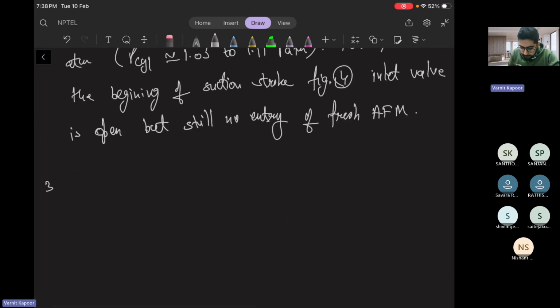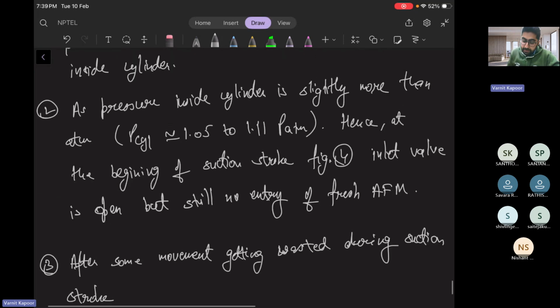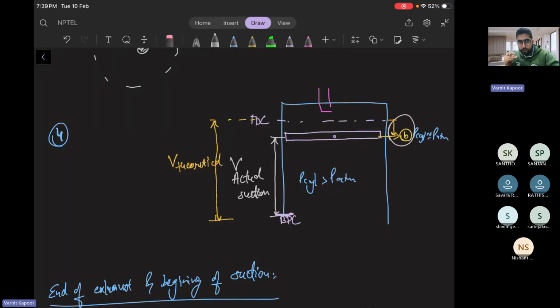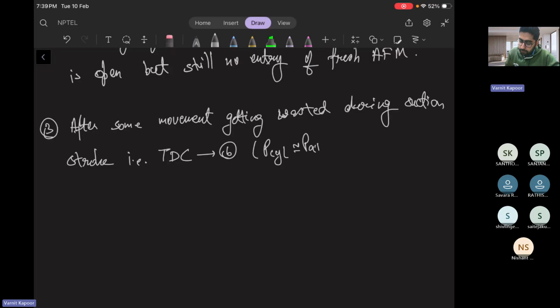Then after some moment, some movement is getting wasted during the suction stroke, that is from TDC to point B. From TDC to B, the pressure inside the cylinder is almost the pressure of atmosphere. Now the pressure has reduced. Then after that, the actual suction will start.